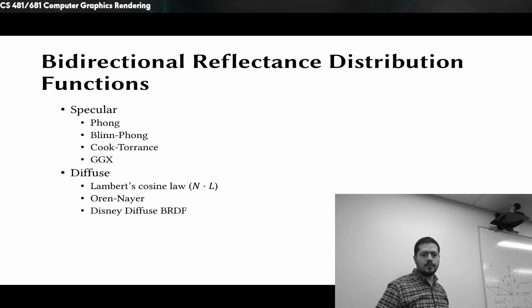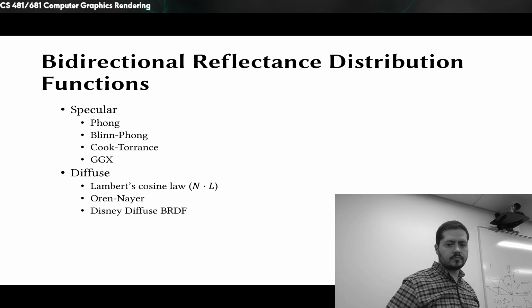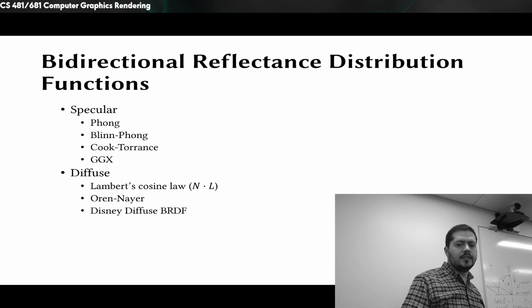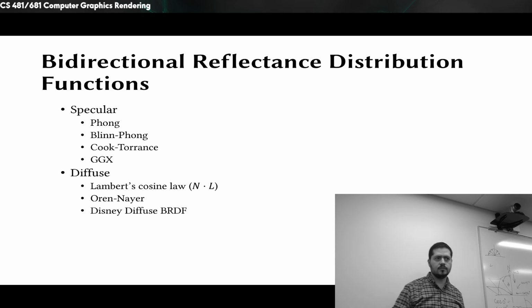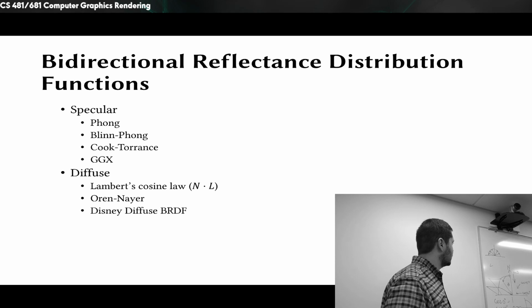Okay, this dot product. Now, we say Lambert's cosine law, we were talking about perfectly diffuse surfaces. In other words, for any incoming light, the light is bounced off evenly in every direction. Okay, we were talking about this concept here.